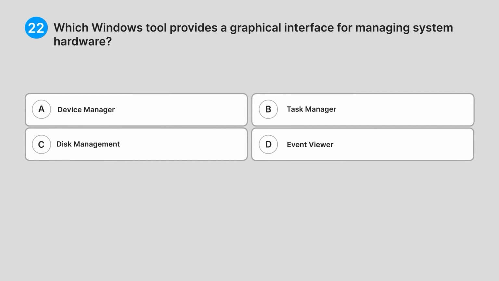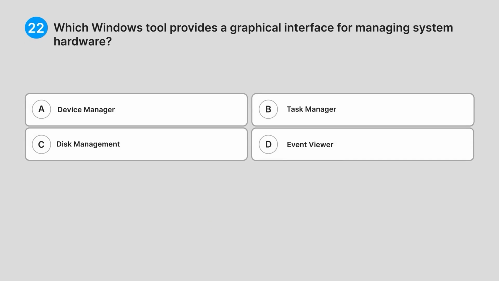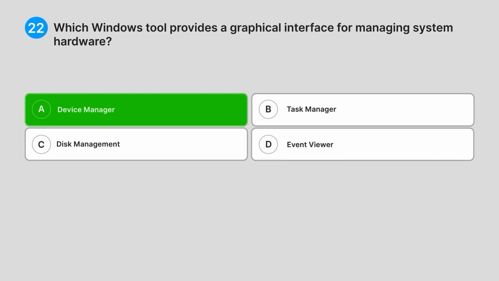22. Which Windows tool provides a graphical interface for managing system hardware? A. Device Manager, B. Task Manager, C. Disk Management, D. Event Viewer. Can you guess the answer? Correct answer, A. Device Manager.